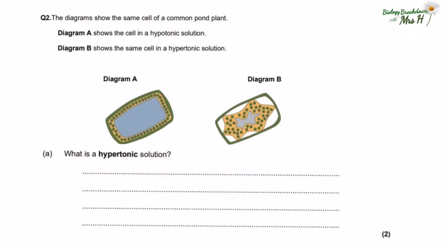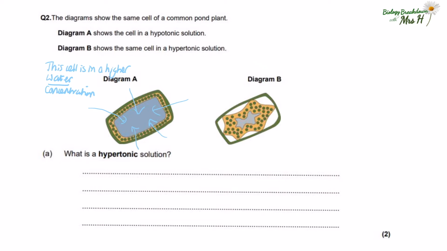Question 2. The diagrams show the same cell of a common pond plant. Diagram A shows the cell in a hypotonic solution and diagram B shows the same cell in a hypertonic solution. So we need to figure out what those solutions mean. If we look at the cell on the left, the water molecules have obviously moved in because the inside is quite full of water. So this cell must have been in a high water concentration, and the question refers to this as this cell being in a hypotonic solution.